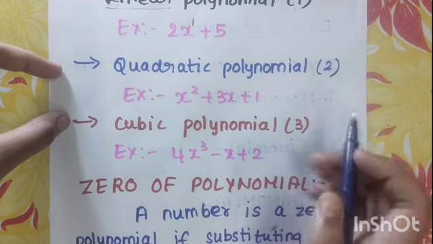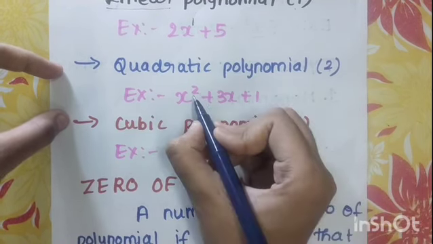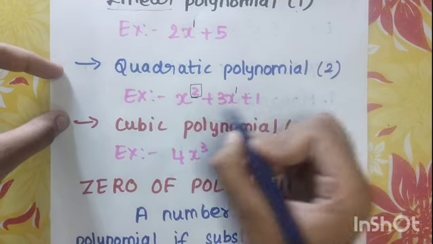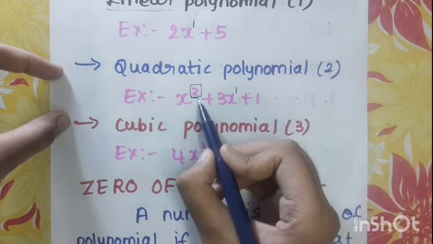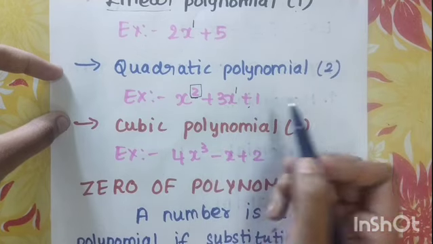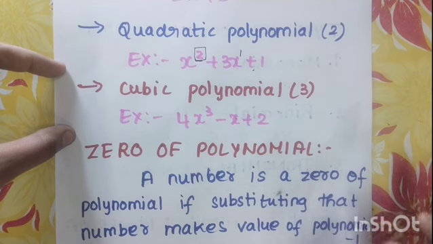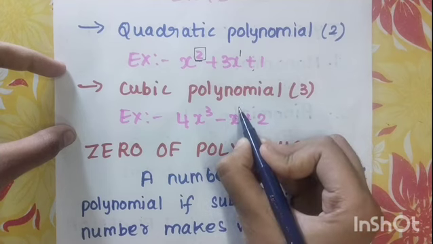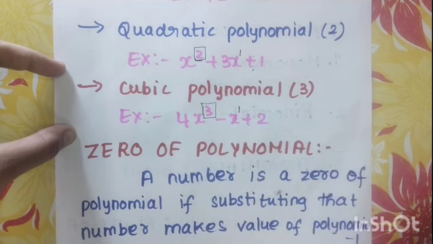And for a quadratic polynomial, the degree is 2. Why? Because the degree is nothing but the highest power of x. So it is 2, so this is a quadratic polynomial. And for a cubic polynomial, it is 3. Here, among the powers, 3 is greater, so this is my degree. Since it is 3, it is a cubic polynomial.